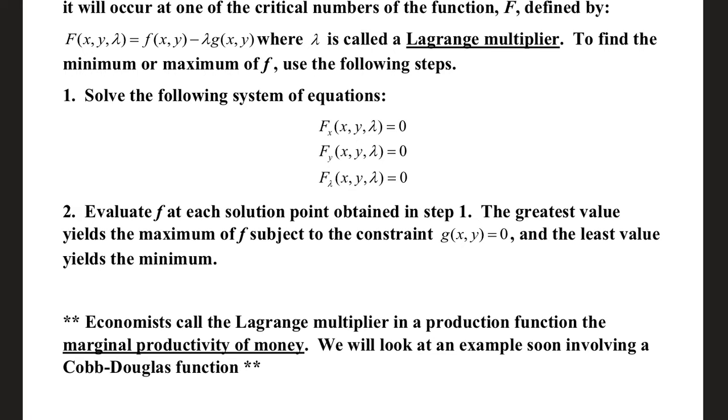Step 2, you're going to evaluate your lowercase function f, the one that's given in your problem, at each solution point obtained in step 1. The greatest value yields the maximum of f subject to the constraint g of x, y equals 0, and the least value yields the minimum. Economists call the Lagrange multiplier in a production function the marginal productivity of money. We'll also look at an example soon that involves a Cobb-Douglas function.